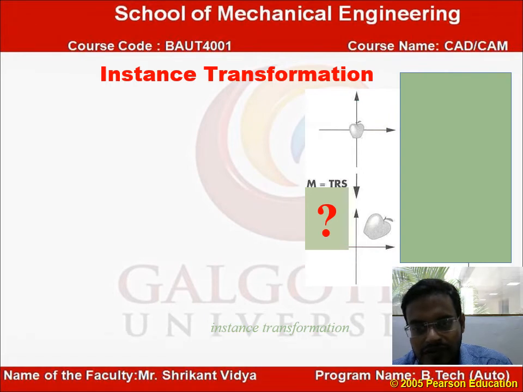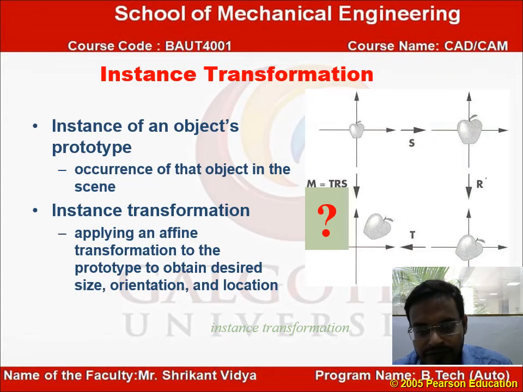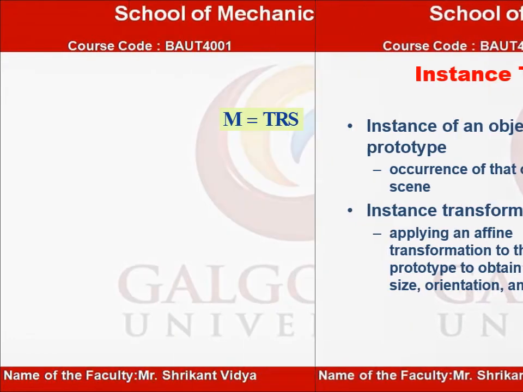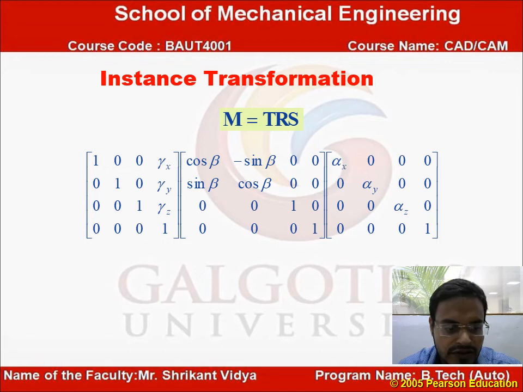Then instance transformations. An instance of an object prototype is an occurrence of that object in the scene. Means there is an object and you are transforming it to the desired size, orientation, or location. So this is the instance transformation. The instance transformation is M equals TRS. Okay, so this is the combined transformation matrix for instance transformation. So we are using this matrix.